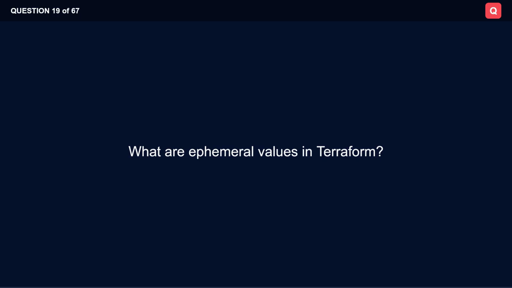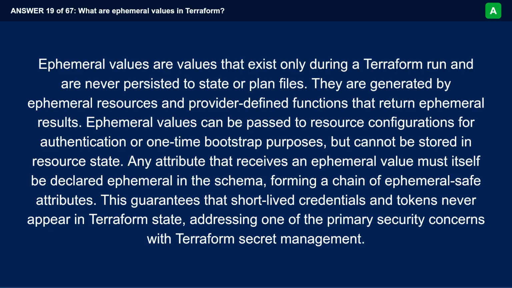What are ephemeral values in Terraform? Ephemeral values are values that exist only during a Terraform run and are never persisted to state or plan files. They are generated by ephemeral resources and provider-defined functions that return ephemeral results.